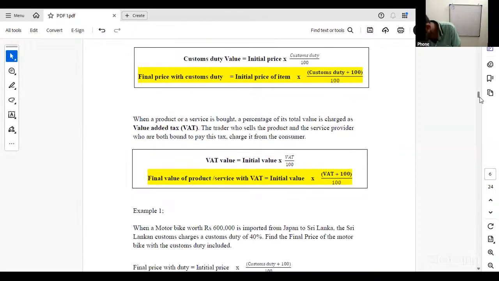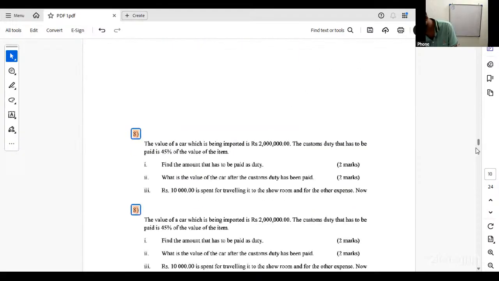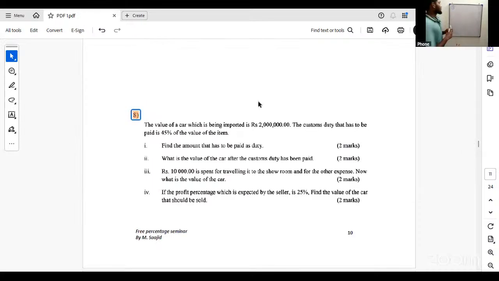Where is it? Yes, here. So you have two equations in customs duty. You have to select which equation fits and apply it. Right. So the value of the car, the initial value of the car, let's say, because it's the first value, right? Because once the customs duty has been added, the value of the car changes. So the initial value of the car is 2 million. Then the customs duty charge is 45%.